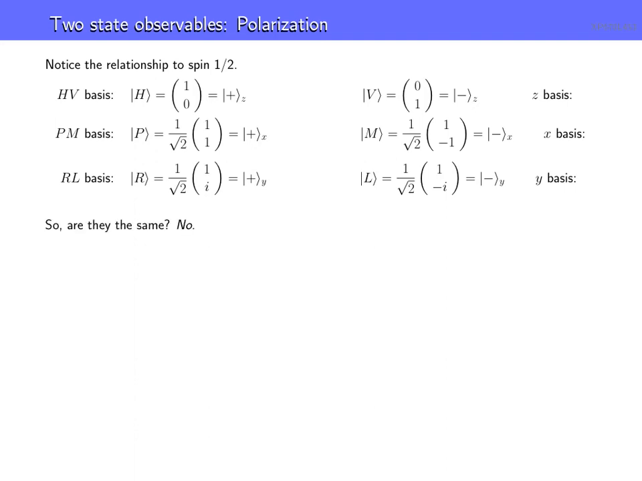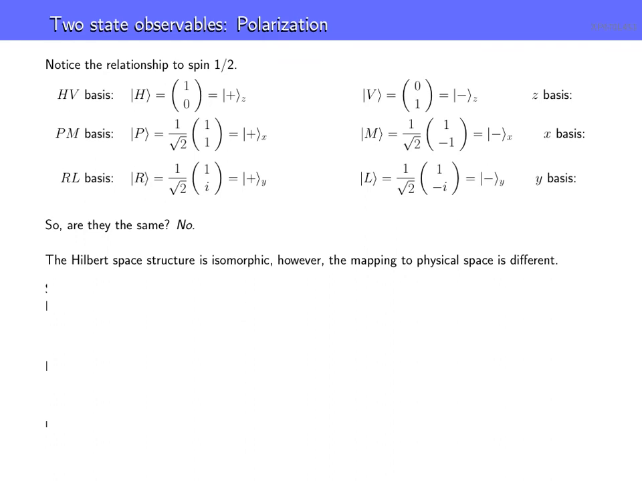Does that mean that they're the same? That everything's the same between them? And the answer is no. Now, here's where it gets interesting. So the Hilbert space structure is identical for polarization and spin 1/2. However, it's when you map it back to the physical space that there's a difference.